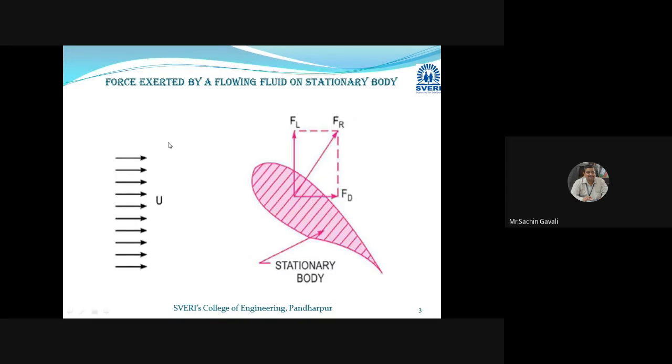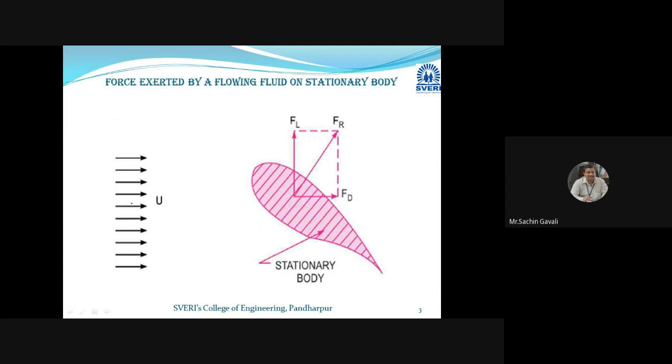Okay. So this is the force exerted by a flowing fluid on a stationary object. First of all, let us consider that the fluid, it may be air, is moving with average velocity U. Let us consider this is a stationary body, pink shaped, with hatched lines. So this is the body we'll consider as a stationary body.